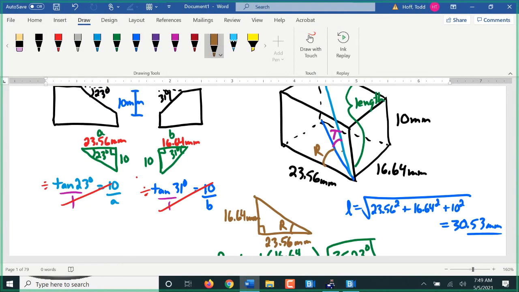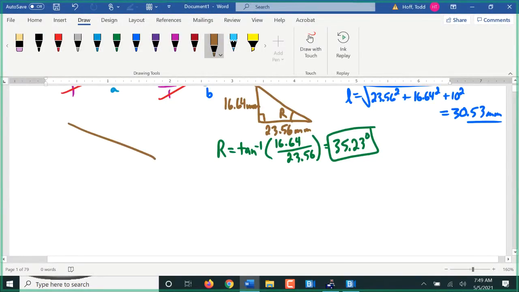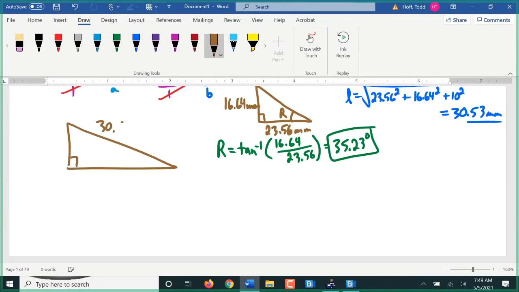So now to find T, triangle right here. T's down there. 30.53 is the hypotenuse, and I have my 10 millimeters is the depth I chose over there. What trig function are we using for T? Sine. You got it.